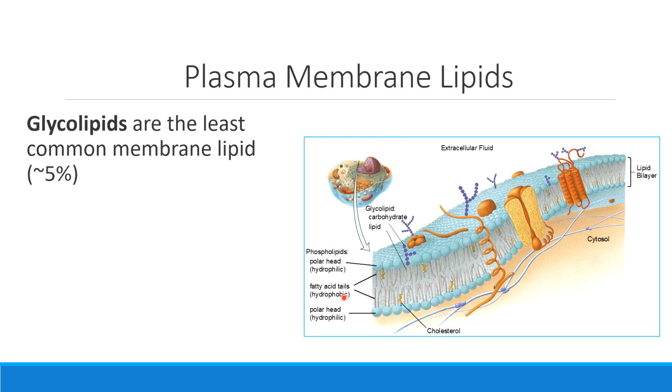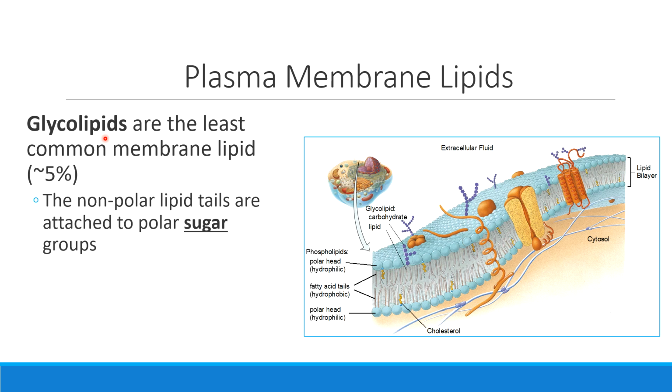The final kind of lipid that I find in the membrane is called a glycolipid, and glycolipids are the least common kind of lipid in the membrane. Only about 5% of the lipids in the membrane are these. When we talk about a glycolipid, its name tells me its structure. So glyco means sugar. Glycolipids are lipids that are attached to sugars.